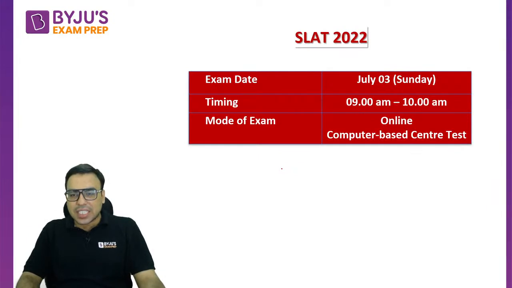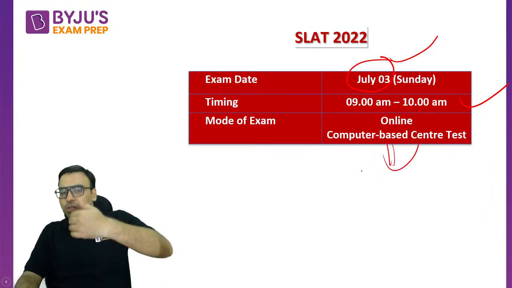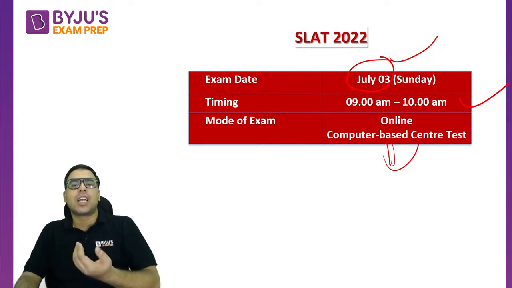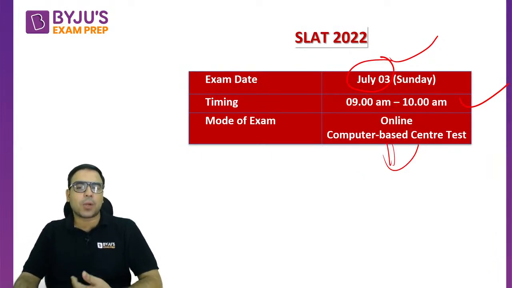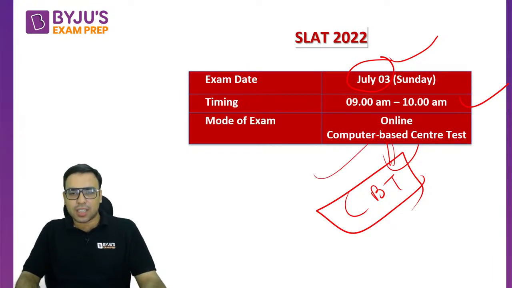The first thing I want to discuss is that the examination is going to happen on Sunday, that is the 3rd July, and the examination timing is from 9 a.m. to 10 a.m. in the morning. The second thing is it will be a computer based center test. It means you have to go to the center and attempt the questions in front of a computer. That is called CBT test mode or computer based test. So just remember this.